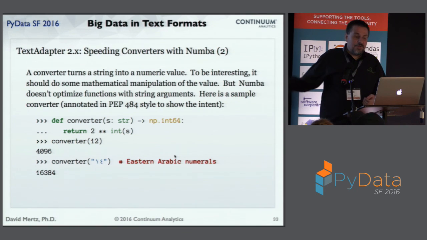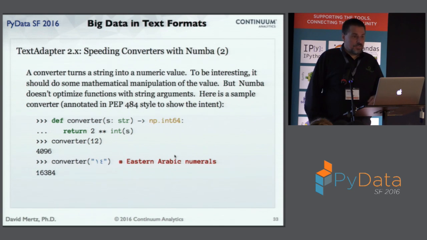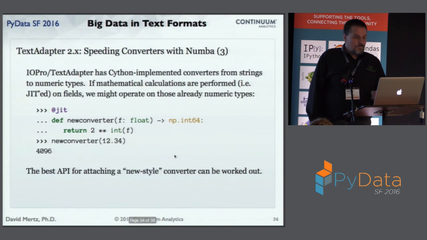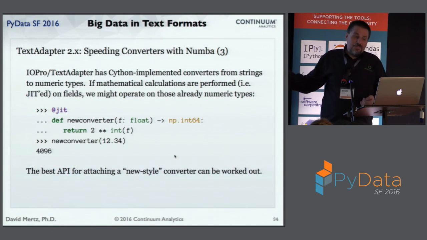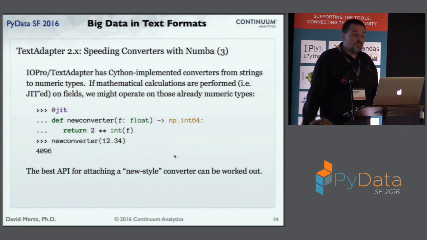And here's just a quick example, like I might use an Arabic numeral. Well, Python's int function knows how to deal with numerals of other types other than European numerals. But maybe we could do something like this. If we already took advantage of the converters to basic numeric types and then did some operation on them, we could JIT that with Numba, and maybe that's a thing we do in the future if these converters are something that's very valuable to people.